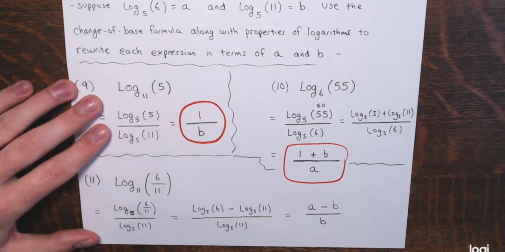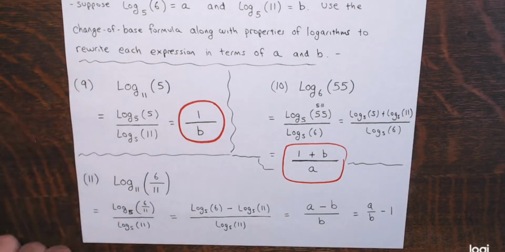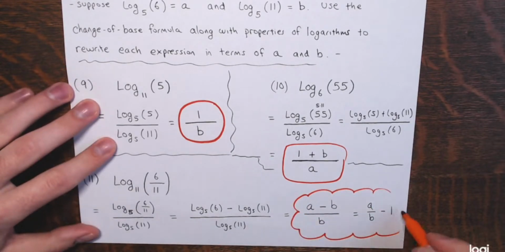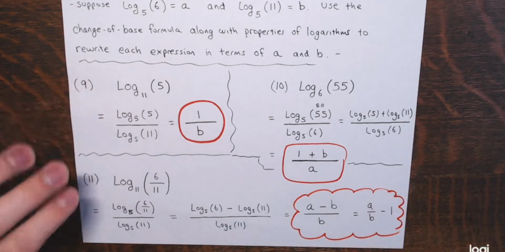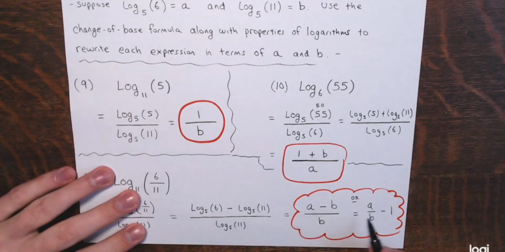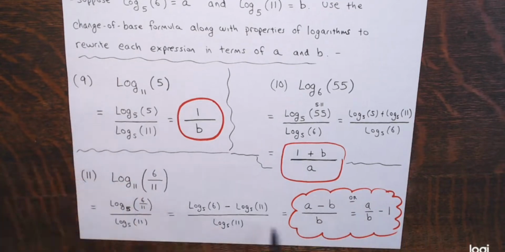And if you actually divide both terms in the numerator by b, you'd have a divided by b minus 1. Either one of these is totally fine. Either one of these would be acceptable. So I'll put the word or in here. So this expression or this expression, either way, it's the original expression written in terms of a and b as they asked for.